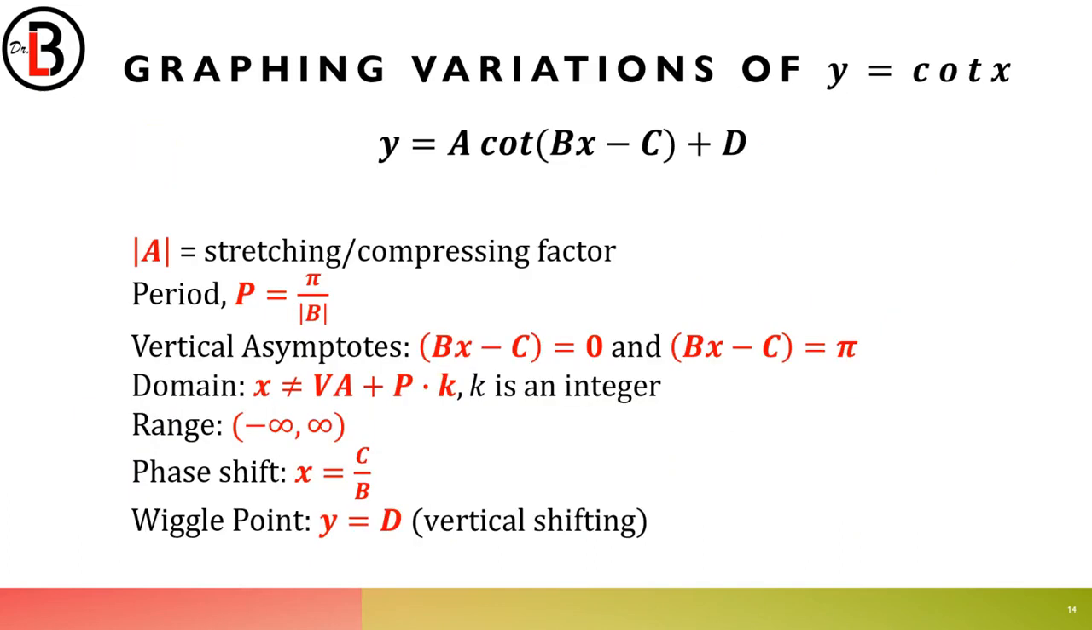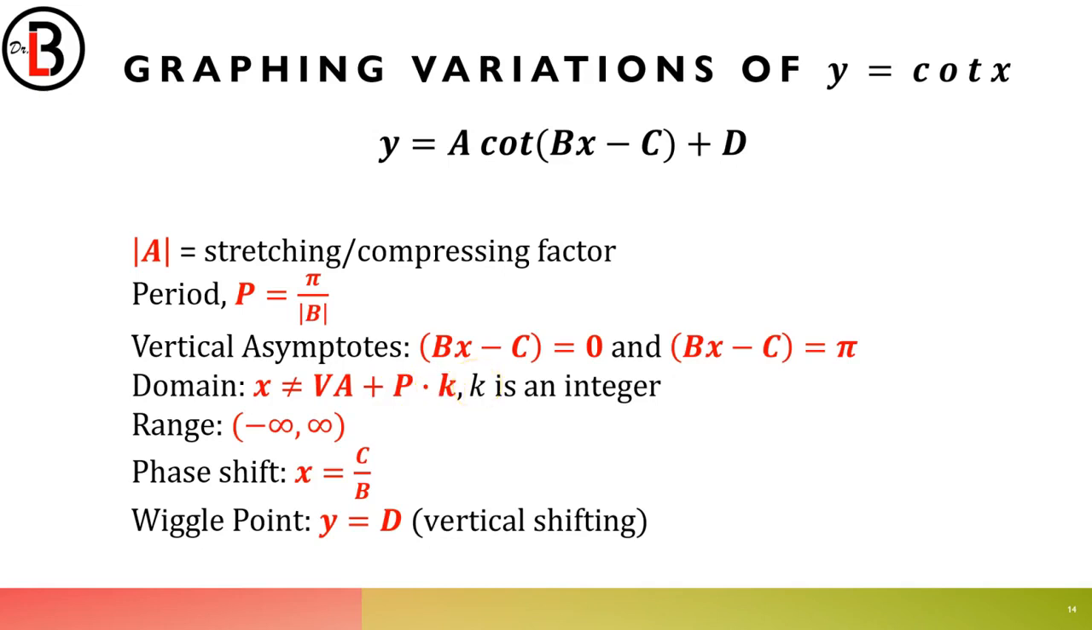For the properties of the cotangent graphs, for the form y equals a cotangent of bx minus c plus d, a is important in solving for the stretching or compressing factor, similar to the tangent function. For the period, p is equal to pi over the absolute value of b, and then for the vertical asymptotes, bx minus c is equal to 0 and bx minus c is equal to pi. These are for the consecutive vertical asymptotes for the given period. For the domain, x should not be equal to the value of the vertical asymptote plus the period times k, where k is an integer.